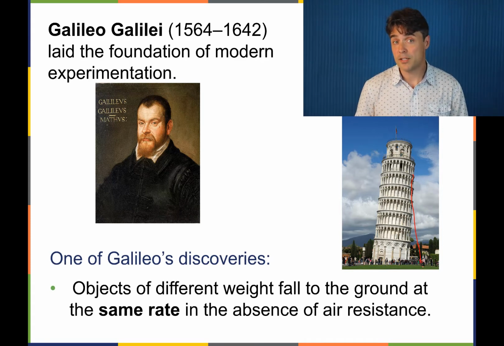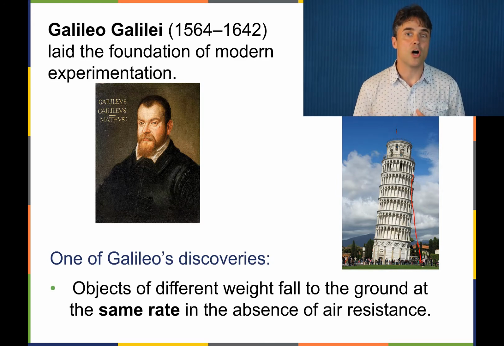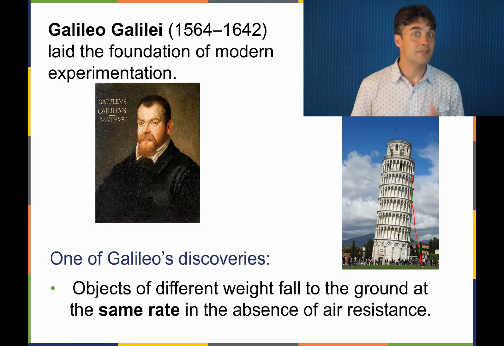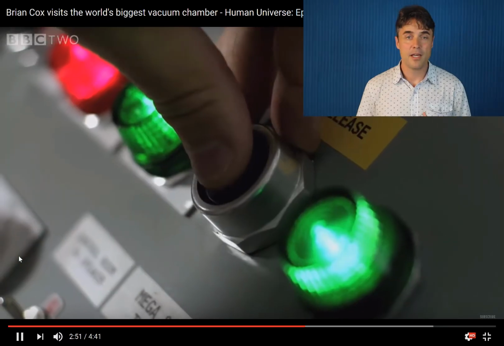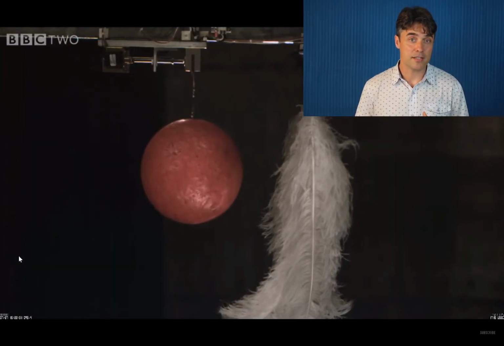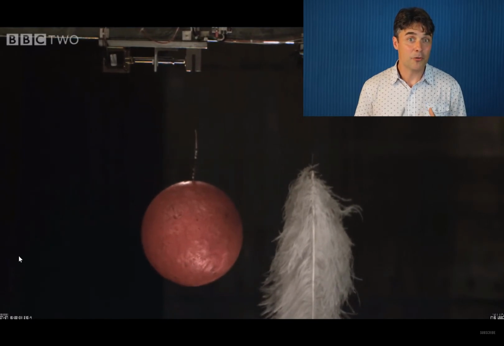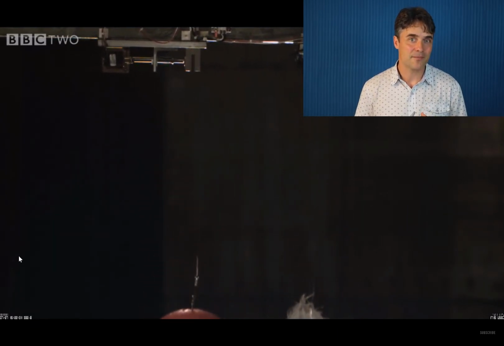Galileo then went on to postulate that if it were not for the complication of air resistance, gravity would cause all objects to fall at the same rate, even a bowling ball and a feather. To prove this quite visually, in 2014, Professor Brian Cox visited the world's biggest vacuum chamber in Ohio. He and his crew attached a bowling ball and a large feather to electromagnets on the ceiling of a giant room in which they were able to pump out the air. They pushed a button which released both objects at the same time, and they observed both objects falling at exactly the same rate.